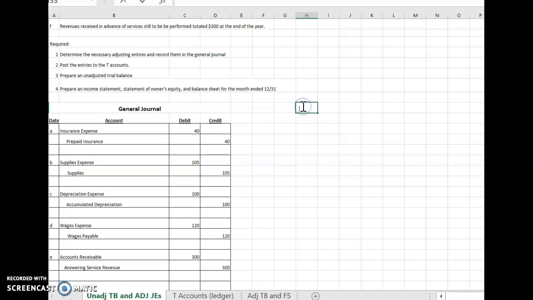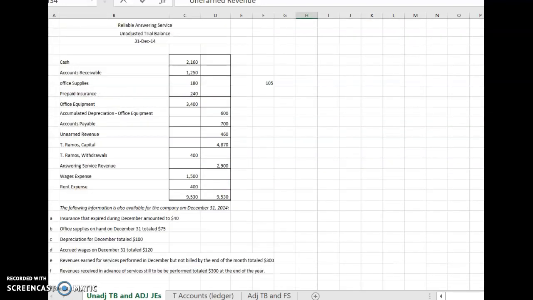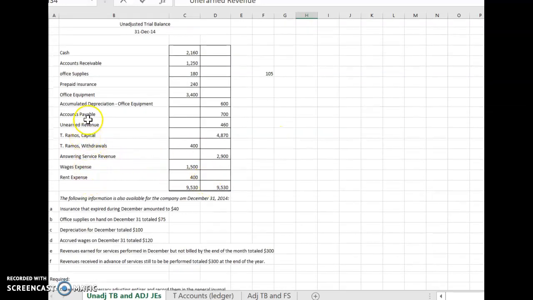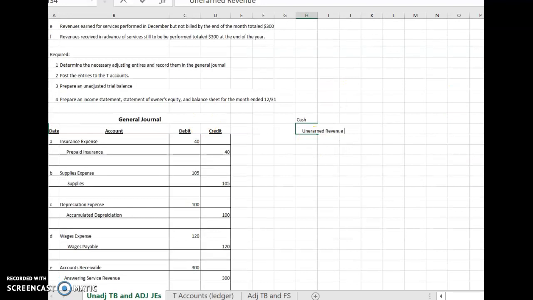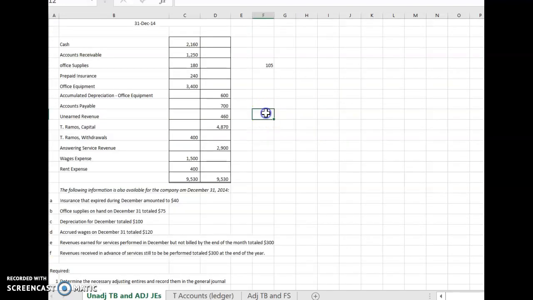Okay, so when we did that entry, we debited cash because we got cash, and we recorded unearned revenue because we had not earned the revenue yet. We owe them the service. Okay, and so when I did that, I had a balance in unearned revenue of $460. Now they're telling me that the balance is to be $300. Okay, so what that means is I had $460, but now I need it to be $300. So I need to make an adjusting entry showing that I've earned the revenue of $160.